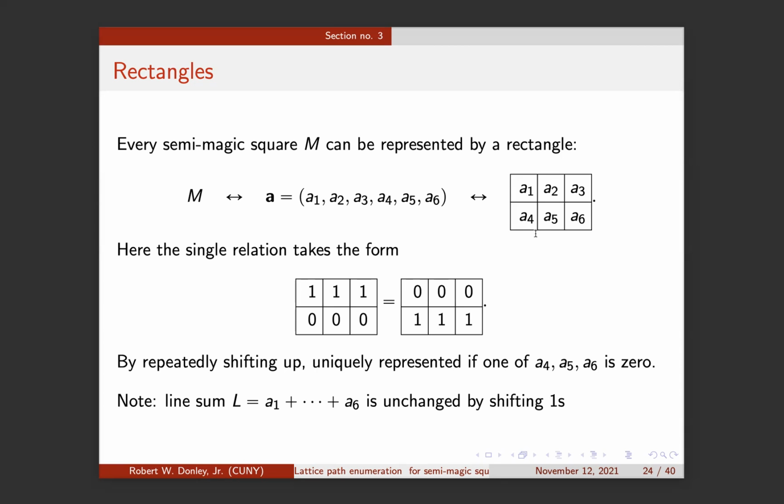Our single relation is going to take the form, if I have 3 ones up top, I could just translate all 3 to the bottom. So we can do this interchange here. If I'm representing a semi-magic square by a rectangle like this, if I want a unique representative, I'll make the choice that we just keep upshifting ones until a 0 appears. And then that will be a unique representation. Okay, we note, of course, the sum of all the A's is the line sum. So moving 3 ones to the top won't have any effect on the line sum.